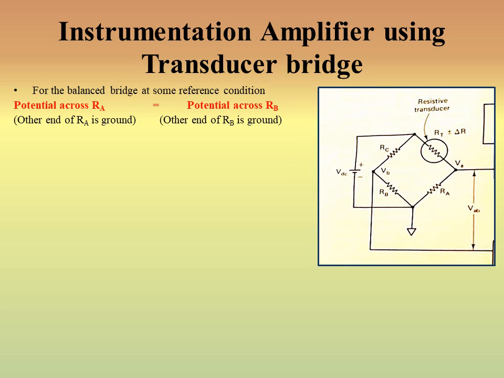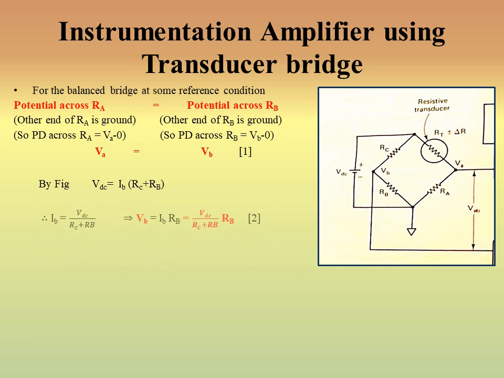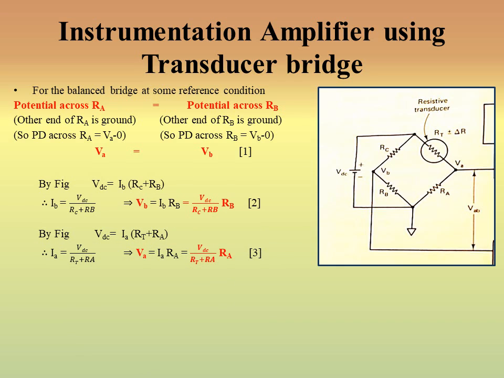If we calculate the potential across RA, one end of RA is at VA potential and the other is at ground potential. Also in case of RB, one end is at VB and the other end is ground. So what can we write? The potential difference across RA is equal to VA minus 0, and the potential difference across RB is VB minus 0. Or we can write VA is equal to VB. Equation 1.